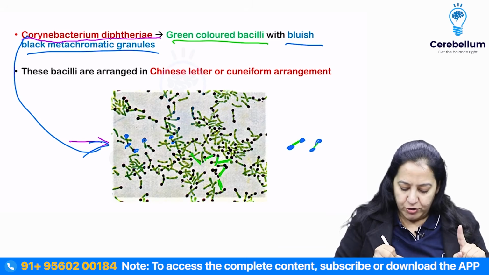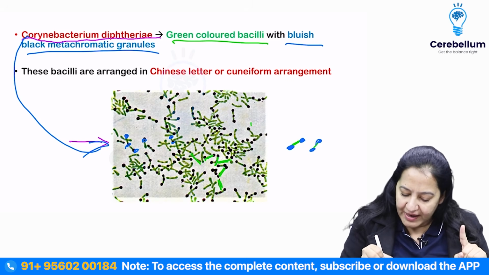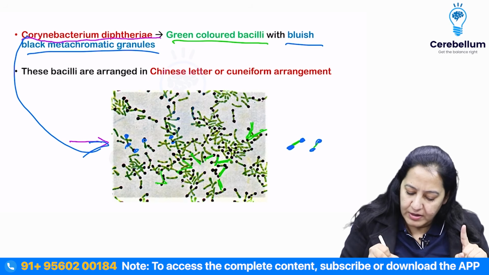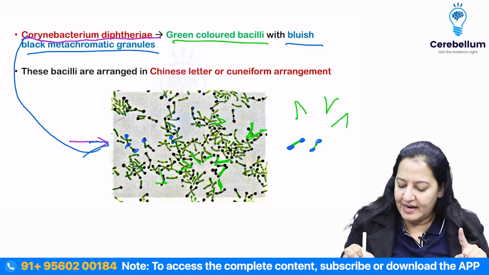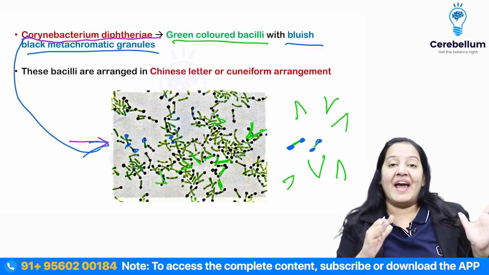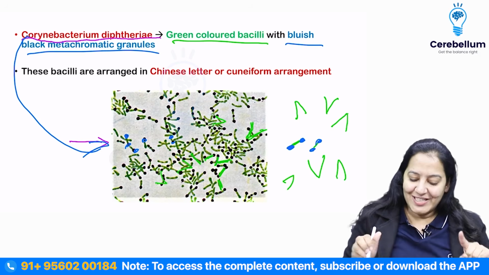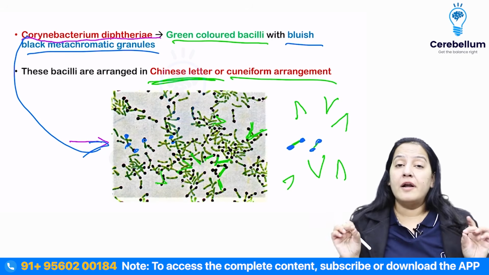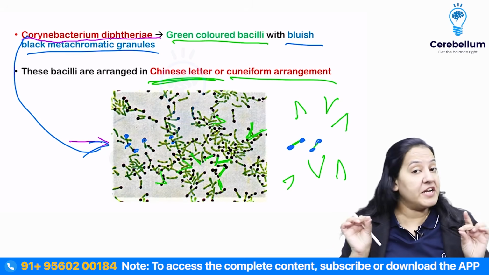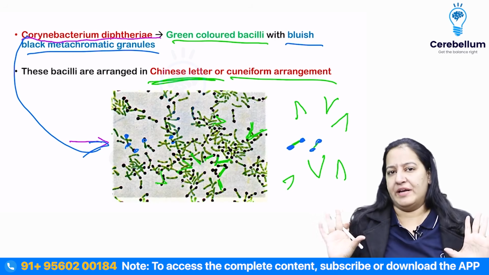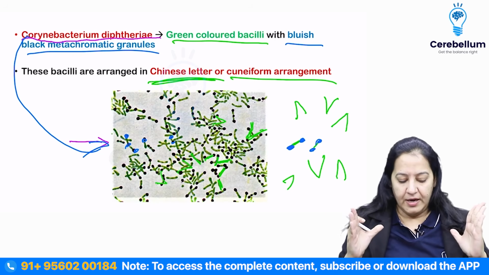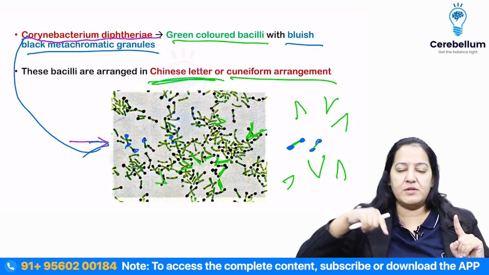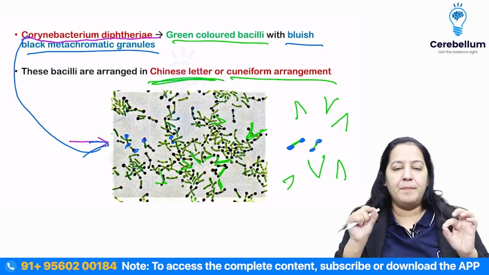Now the next important point to be understood here: you can see most of the bacteria are either L shape or V shape. Can you make it out? L or V. The bacteria are either L or V. It looks like some Chinese language is written. So that's why it is known as Chinese letter arrangement, or also known as cuneiform arrangement. Ultra important MCQ and ultra important image based question also, a typical spotter image. So if this image comes in your exam with green color bacilli, the structures in V or L, and at the poles there are blue color granules.